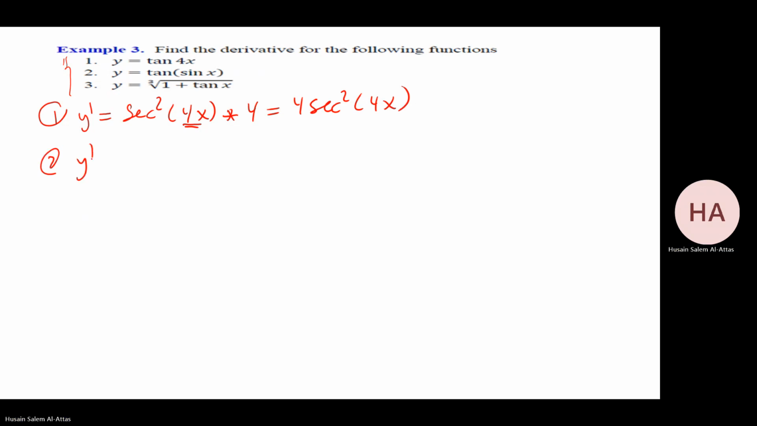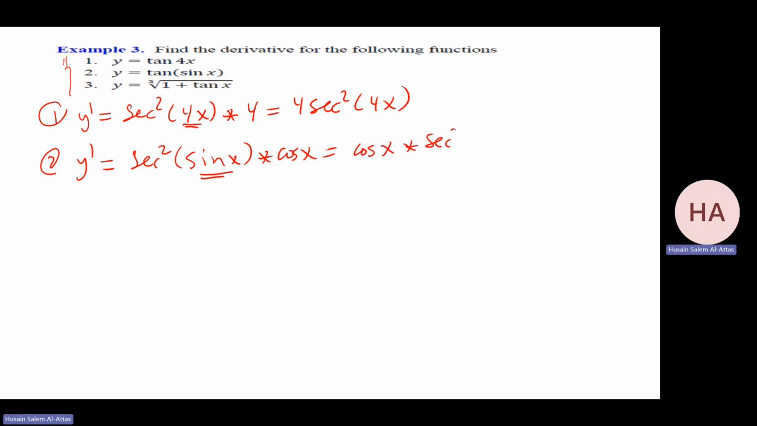Number 2, y prime will be what? Secant squared at sine x, times the derivative of this, cosine x. So that will be cosine x times secant squared at sine x. I cannot cancel cosine with secant because it's a different angle. This is cosine x, this is secant squared at sine x.